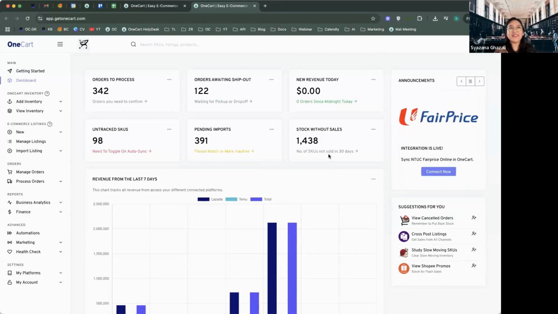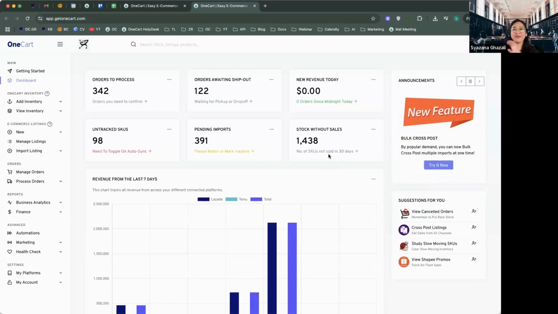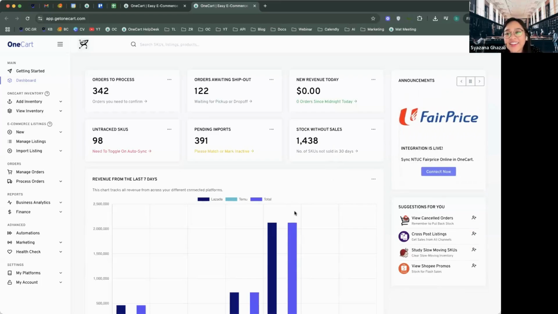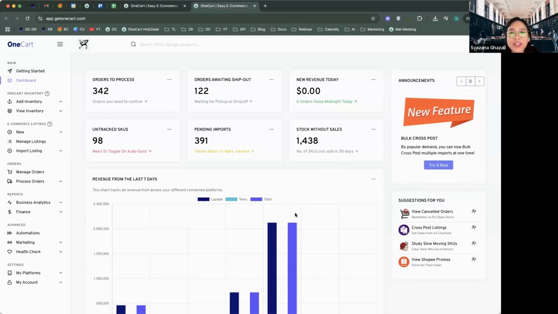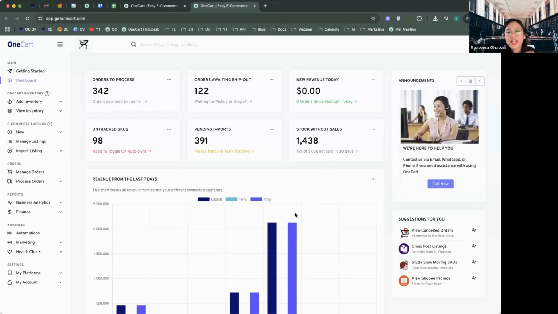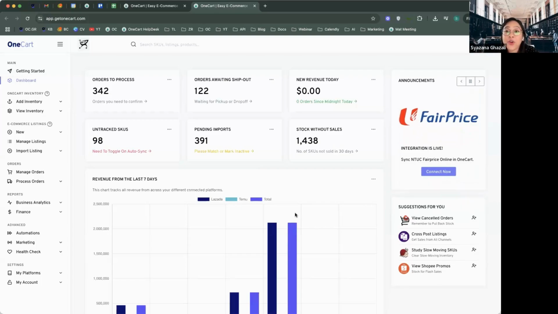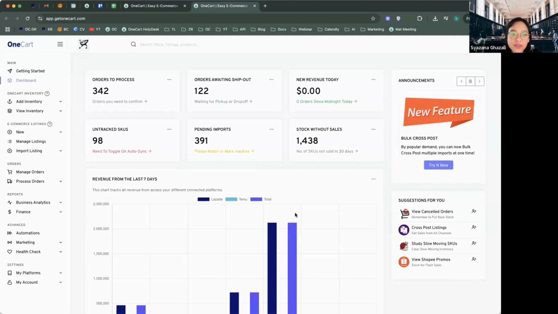Again, to remind you guys, the account that I'm showing right now is a dummy account. So we do not have live sales, and we do not have any live data, so it's not accurate. What I would encourage is, as I am going through this webinar, why not log into OneCart and open your dashboard, and as I go along, if I'm clicking on the stock without sale, just click on it, and you can have a look at your own live account, what is going on with your account at the moment.